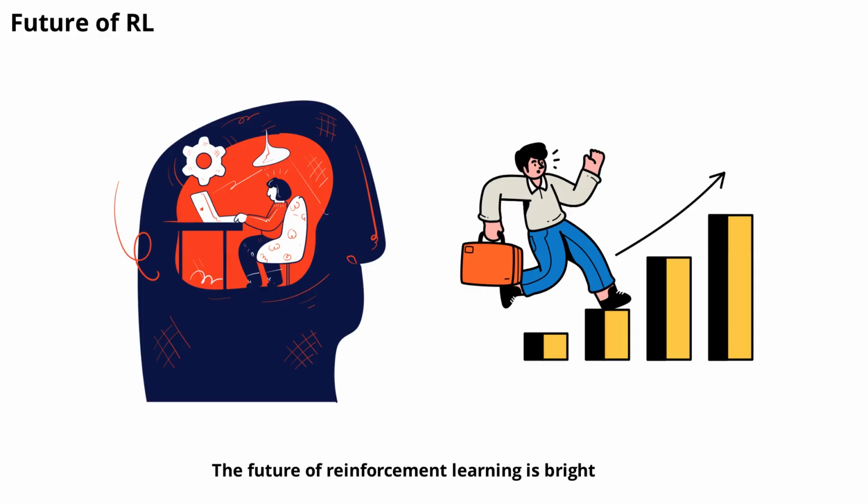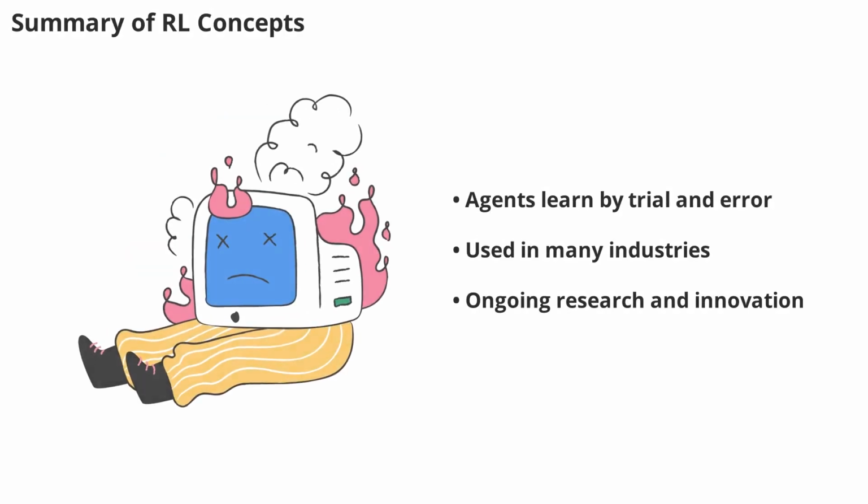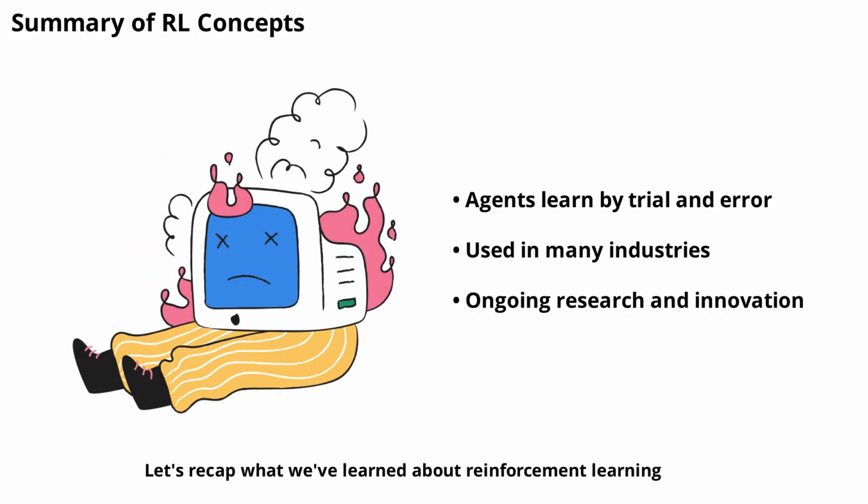The future of reinforcement learning is bright. As algorithms become more efficient and robust, RL will find even more applications across industries. Advances in deep learning, transfer learning, and safety will make RL agents smarter and more reliable. The potential for RL to transform how machines learn and make decisions is immense, paving the way for more intelligent and autonomous systems. Let's recap what we've learned about reinforcement learning.